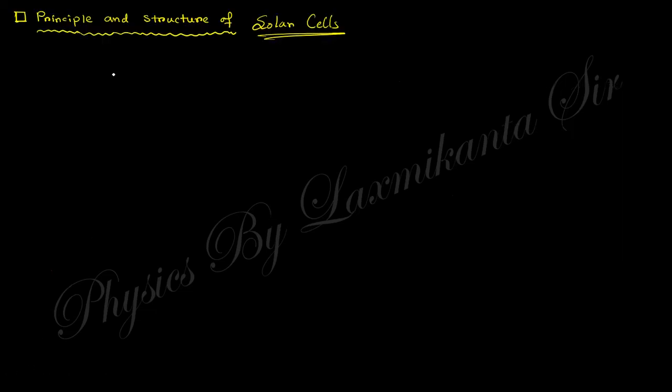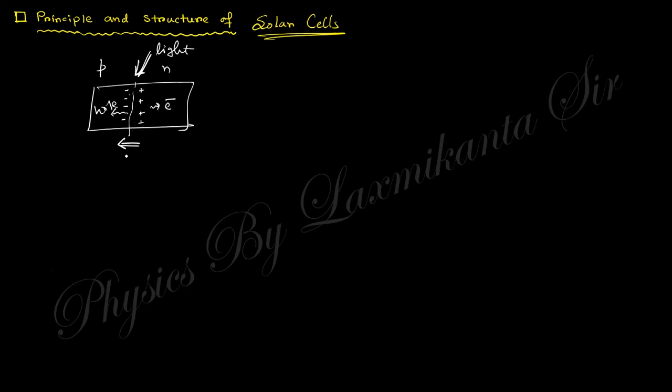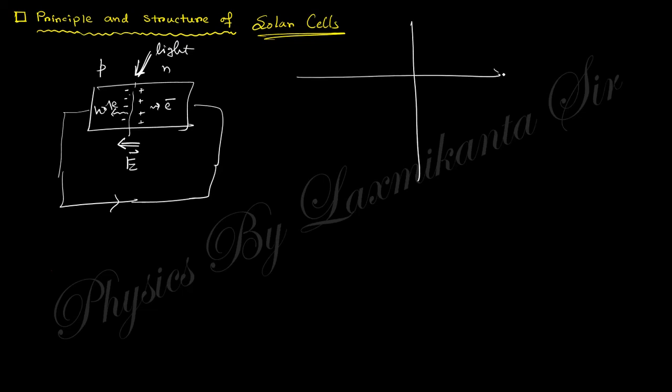This is a special type of photodiode, but here is the basic difference. This is a PN junction, and this is the depletion region. Light is incident here, and minority carriers are produced. The electrons come here, so this side is negative and this side is positive, so they produce an electric field here. When this light is incident, electron-hole pairs are generated, the holes come here and the electrons come here due to this electric field, and this accumulation of charge makes the current flow like that.